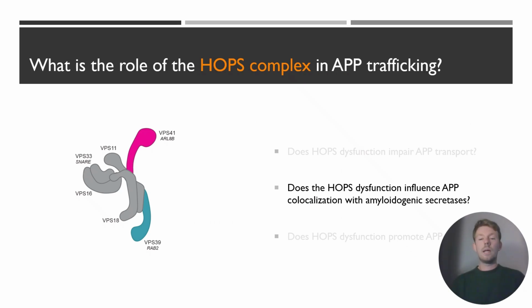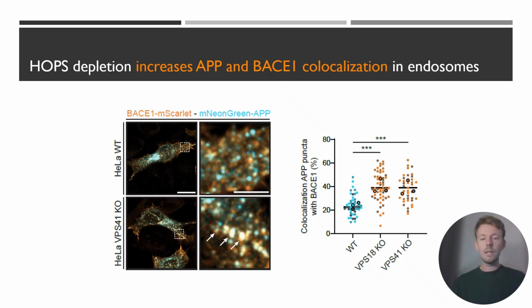Then we wanted to ask the question: does HOPS dysfunction also influence the colocalization with amyloidogenic secretases? For this we focused on BACE1 first and checked its colocalization in HeLa cells upon overexpression. What we see in wild type cells is that APP and BACE1 are nicely segregated into distinct carriers. However, if you deplete these cells of HOPS subunits, you can see that the colocalization of APP and BACE1 is drastically increased, indicating that BACE1 also accumulates within the same late endosomal structures as APP.